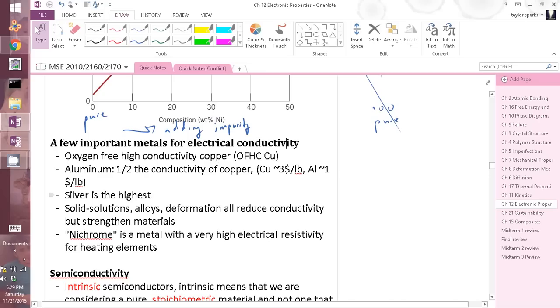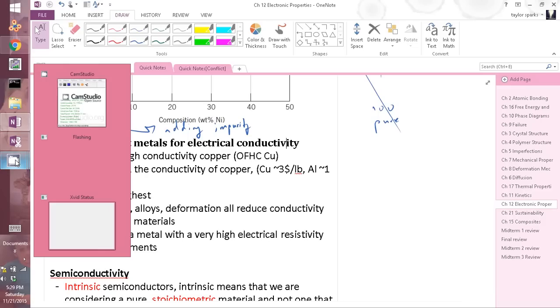Silver is one of the best electrical conductors. If you form solid solutions, you reduce conductivity, but you might increase strength, so it might be necessary. And then I've already mentioned nichrome as a metal that is an important one because it has good conductivity.